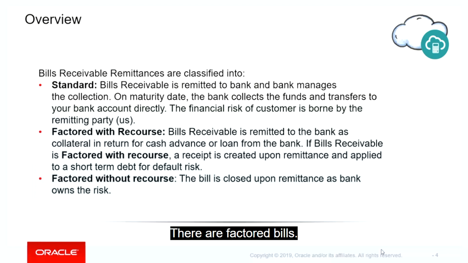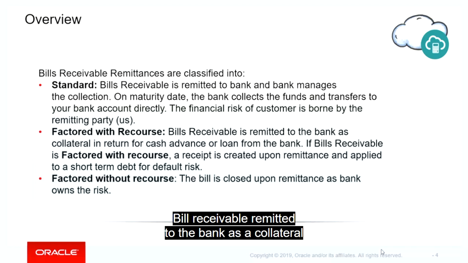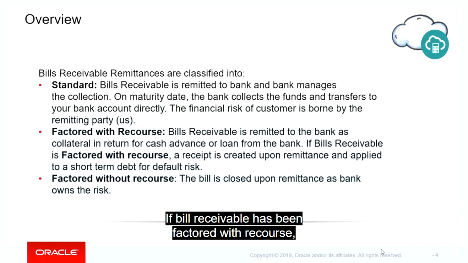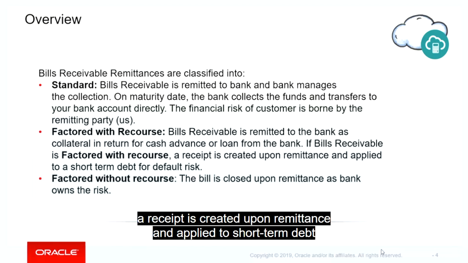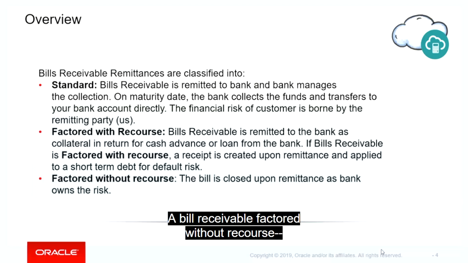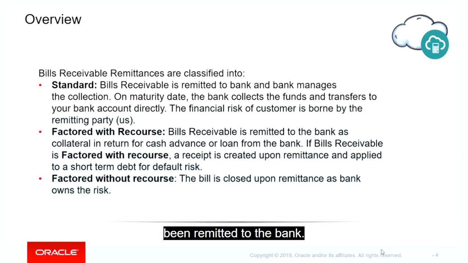There are factored bills, and within the factored bills we have two different classifications: factored with recourse and factored without recourse. Bills receivable remitted to the bank as collateral in return for a cash advance or a loan from the bank is known as a factored bill. If a bills receivable has been factored with recourse, a receipt is created upon remittance and applied to a short-term debt for the default risk. The accounting for the short-term debt is driven through the receivable activity. For a bill receivable factored without recourse, the bill is closed upon remittance, as the bank owns the financial risk once the bill receivable has been remitted to the bank.